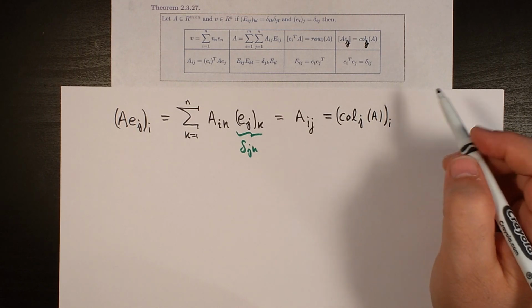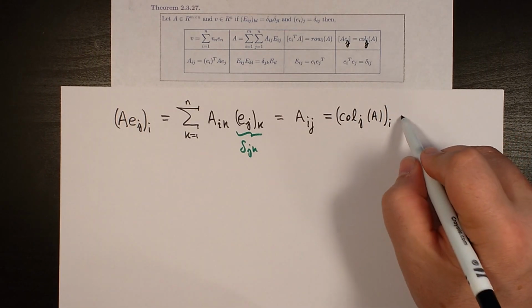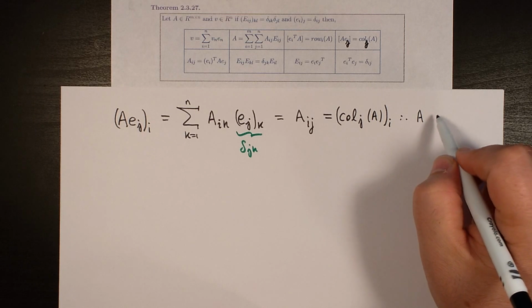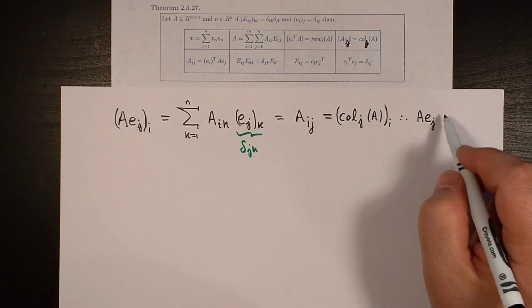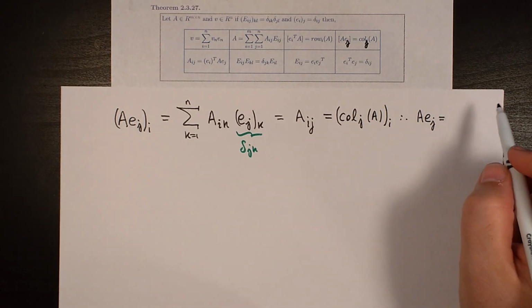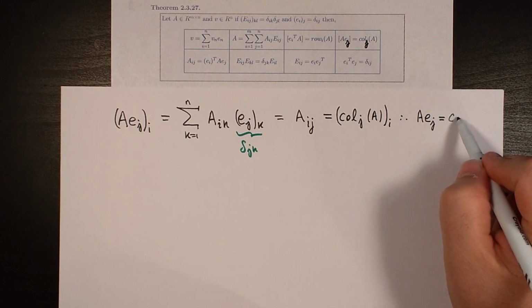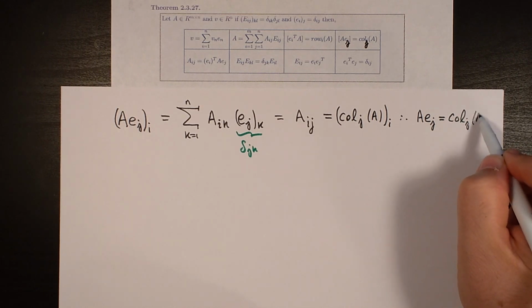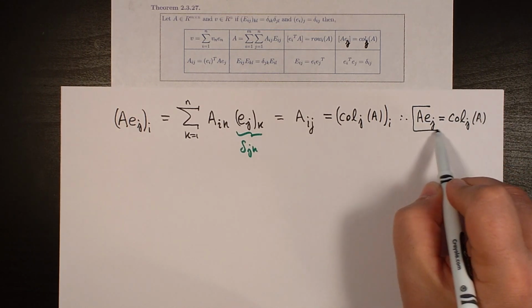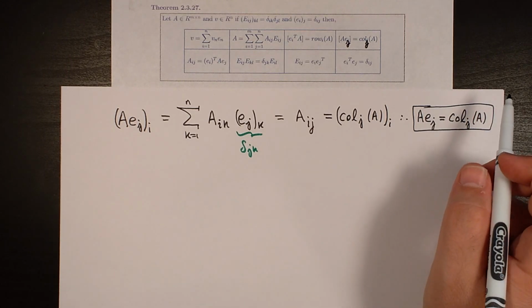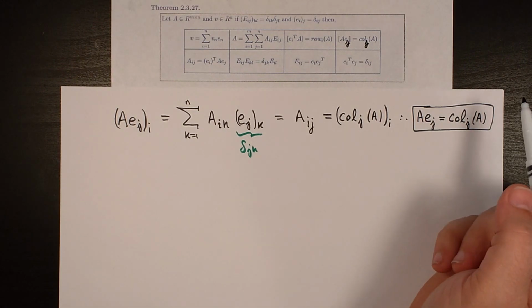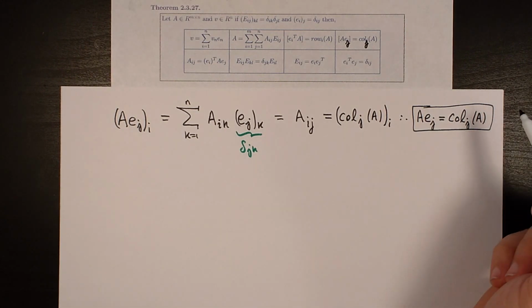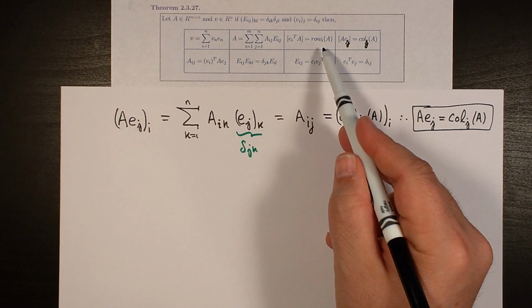But this is true for arbitrary i and j, so therefore we have this wonderful, neat little formula: if we take the product of A times the jth standard basis vector, we just get the jth column of the matrix. Very important little calculational tool we need to use. Now, I suppose you could just take the transpose of this and get that one.